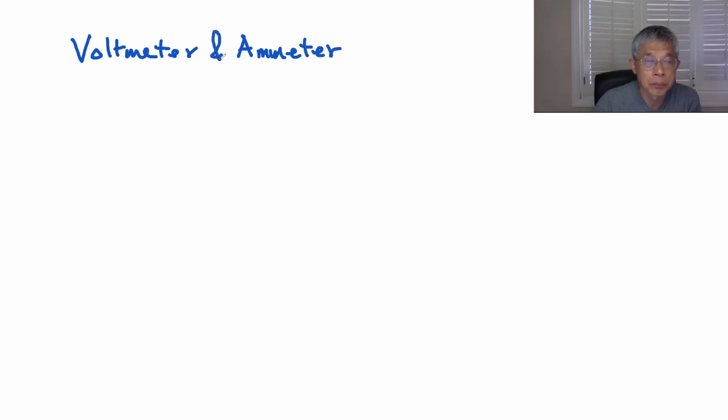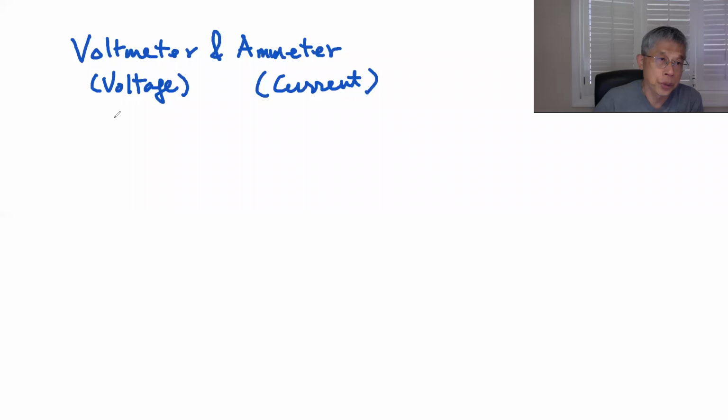Hello. Today we're going to talk about voltmeter and ammeter. This one is to measure voltage, and this one is to measure current. We also use a symbol like this in the circuit to denote it, and this one here will be like that. So what's the idea behind measuring with a voltmeter and ammeter?